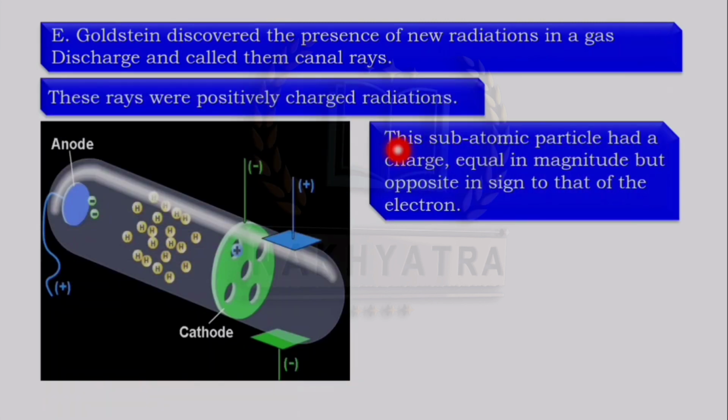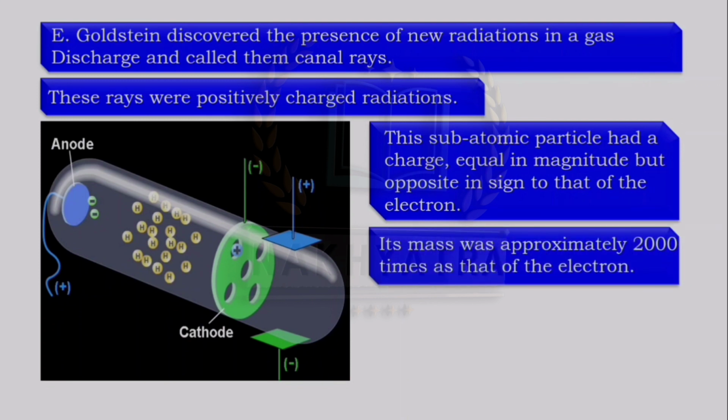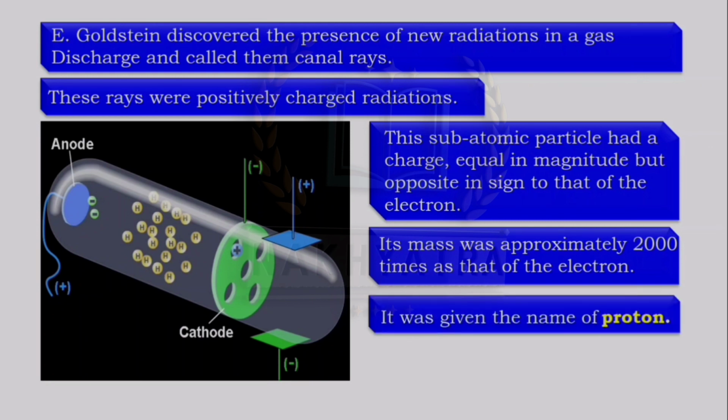Now let us see, this subatomic particle had a charge equal in magnitude but opposite in sign to that of the electron. We already got to know that they were positively charged radiations. Its mass was approximately 2000 times that of the electron. It was given the name of proton. So that subatomic particle was named proton.